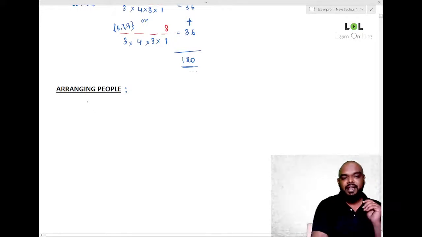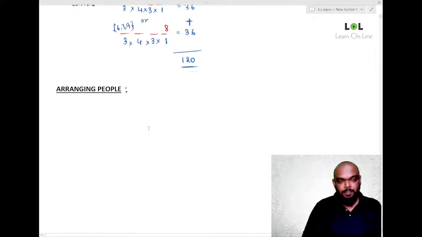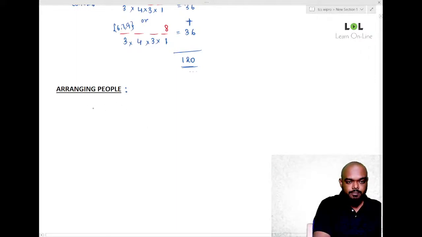We will start from arranging people. Let us say there are 3 people and 5 chairs, or let's say there are 5 people and 3 chairs. 5 people and 3 chairs.